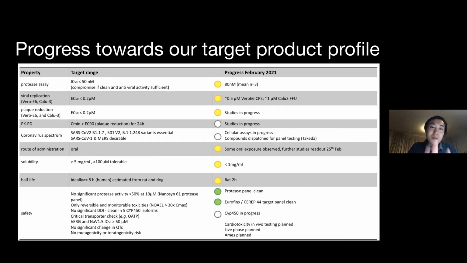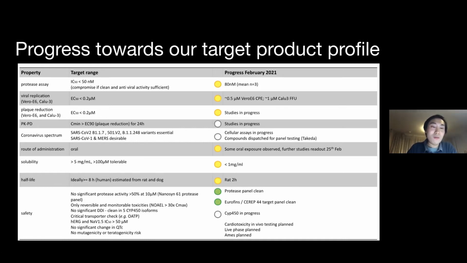In terms of where we want to be, we actually have a target product profile of where we want to hit. The column on the left are our key target product profile in terms of high potency against the biochemical assay, good antiviral properties, important PK/PD properties. We have a Cmin above IC50 for at least a day, and then hopefully a broad spectrum, active against a broad spectrum of coronaviruses.